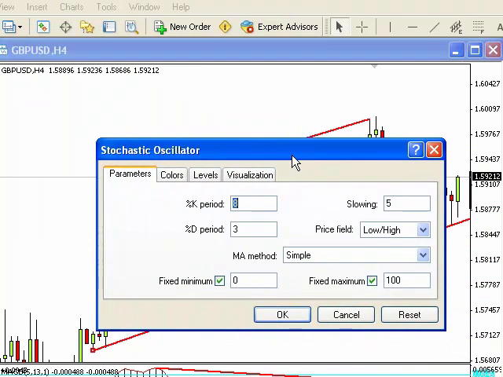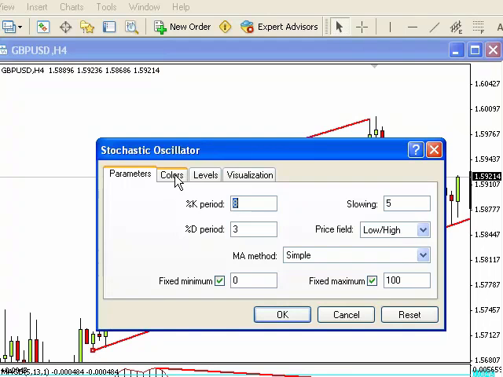And these are the settings. I have period 8, slowing, period 3, which is period D, price field low, high, simple MA, fixed minimum 0, fixed maximum 100, click OK.